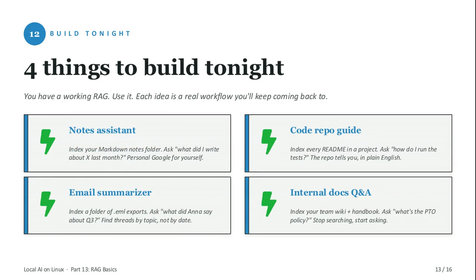With the pitfalls in mind, here are 4 projects worth building tonight to actually feel what RAG gives you. Point it at your markdown notes and you've got a personal Google. Index every README in a repo and ask how to run the tests. Feed it a folder of email exports to find threads by topic. Or load your team wiki and stop hunting for the PTO policy. Each one is small, useful, and something you'll come back to.